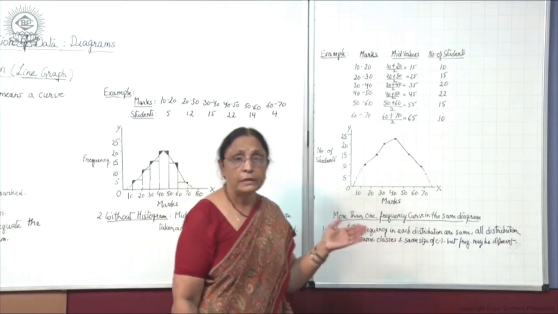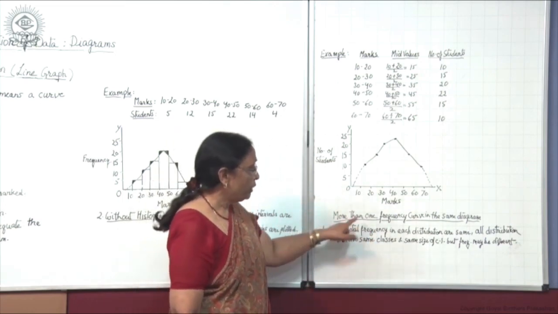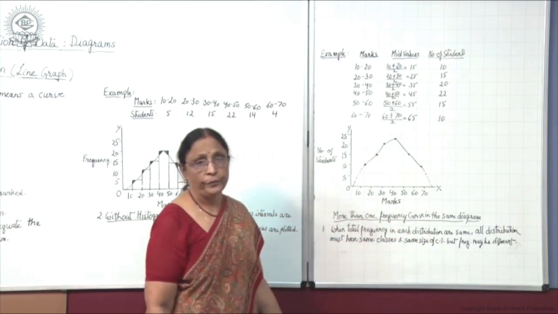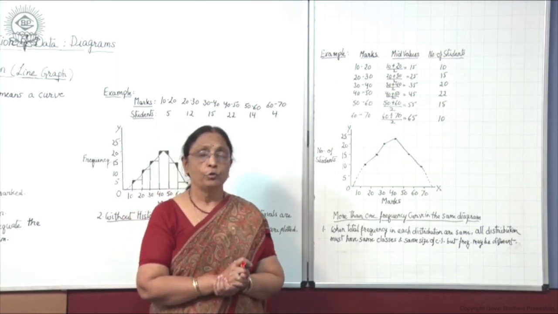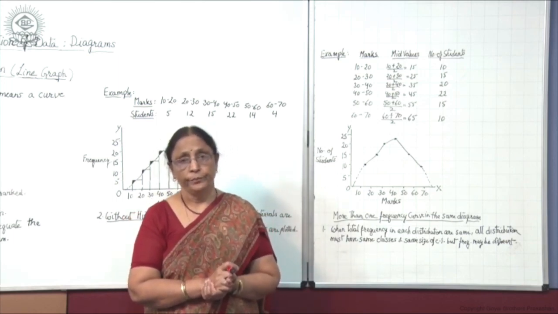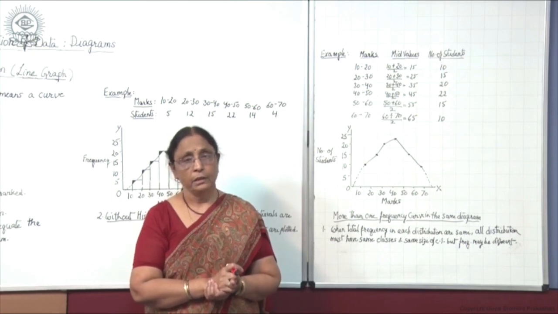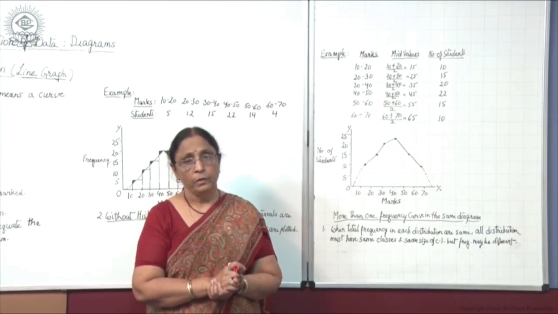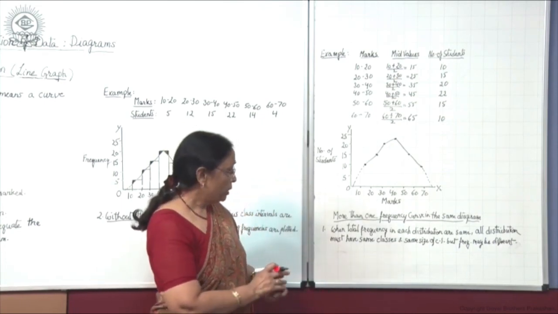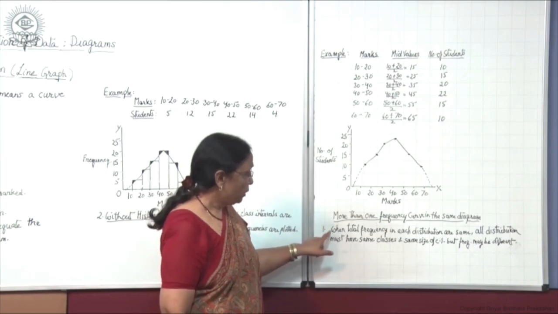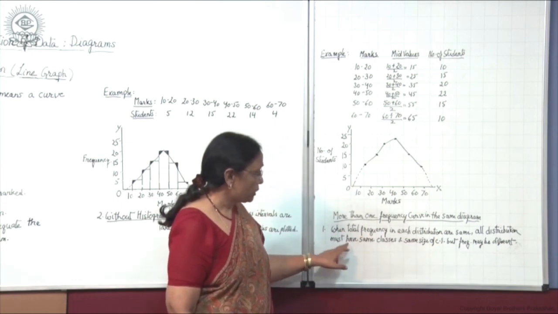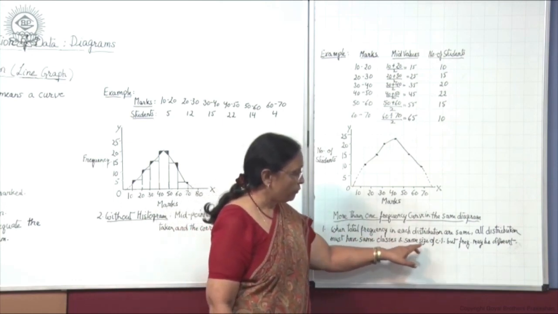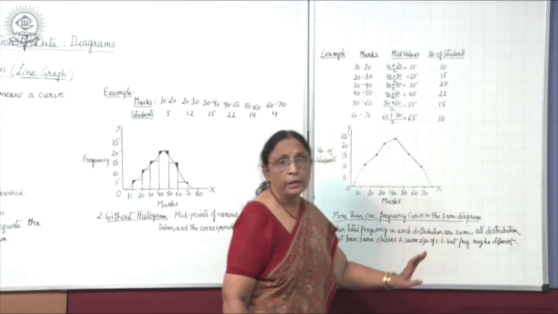Now we will see, suppose there are more than one frequency curve in the same diagram. Two frequencies are given. Now the question is, can you plot two frequency curves on the same diagram? The answer is yes. You can plot two frequency curves on the same graph, but there are certain conditions. When total frequency in each distribution is the same, all distributions must have the same classes and the same size of class interval, but frequency may be different.